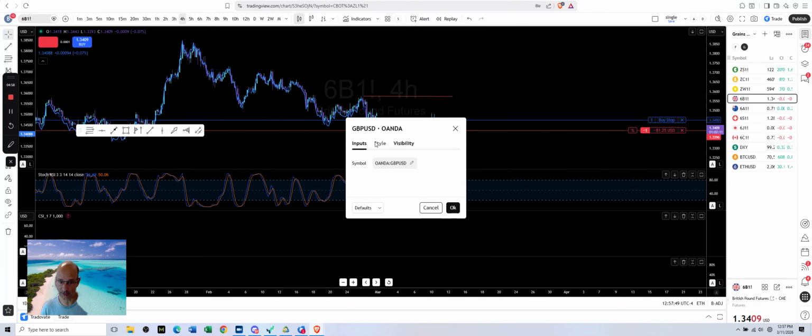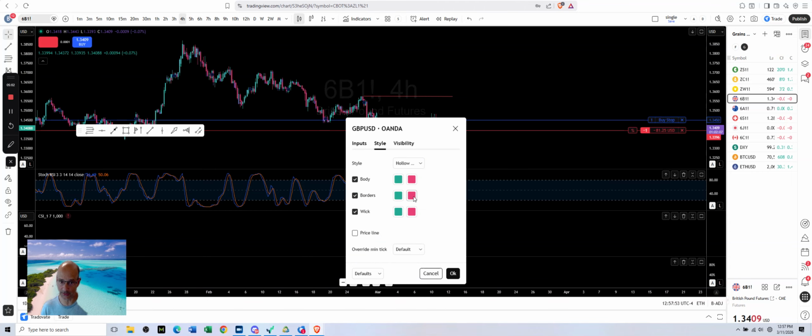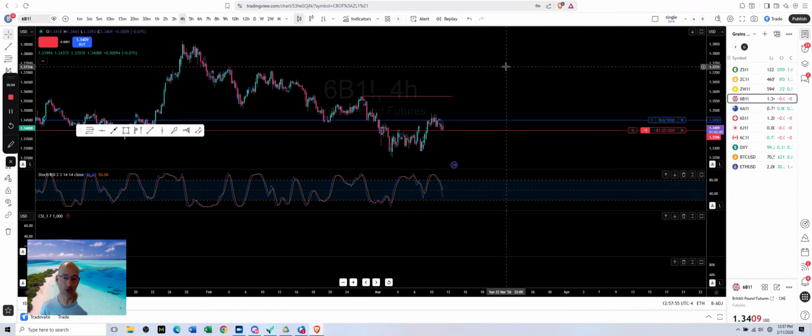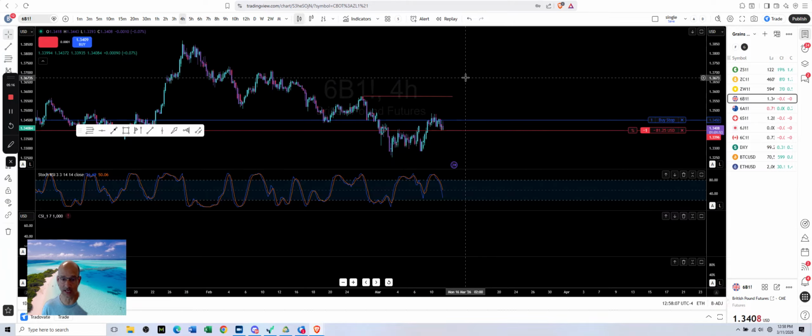All right, got to change this to candles because it defaults to line chart. We'll do hollow candles. It doesn't matter. Now you can see it's overlaid on top of the main, underlying chart, which is the pound futures. And I just overlaid GBP USD on top of it. For all practical purposes, if I didn't tell you that, you would say this is showing the same market. The candles look weird because they're different colors, but you can see it is almost identical. You really cannot tell the difference.